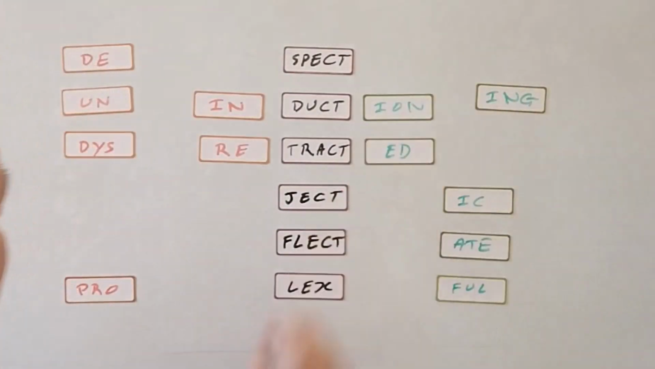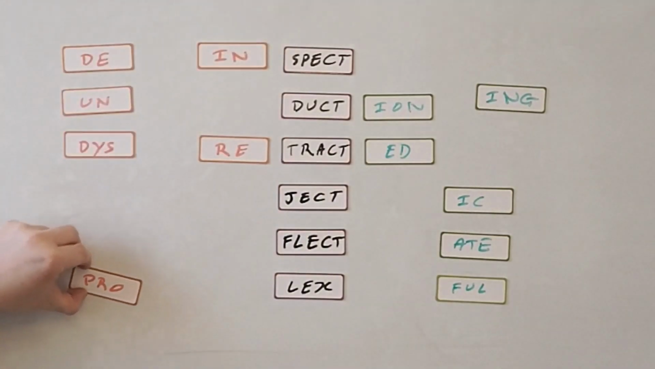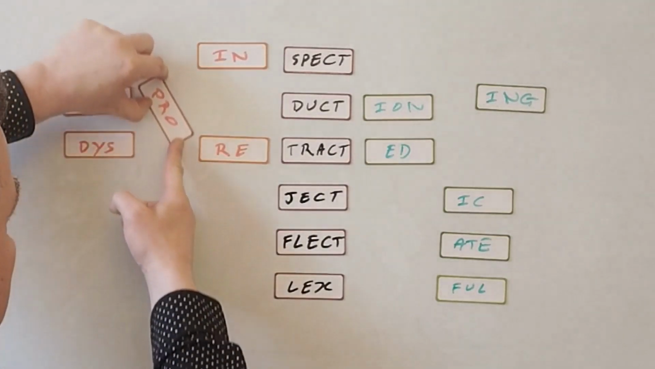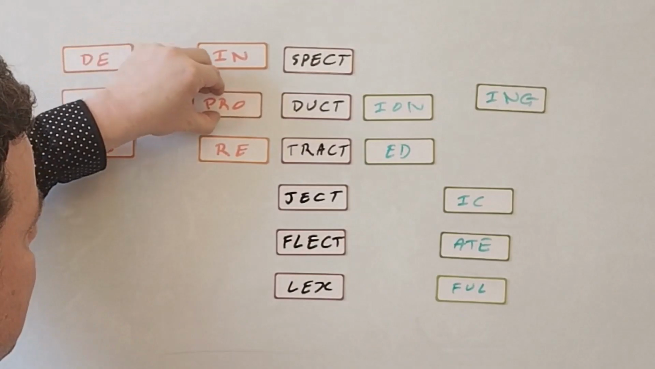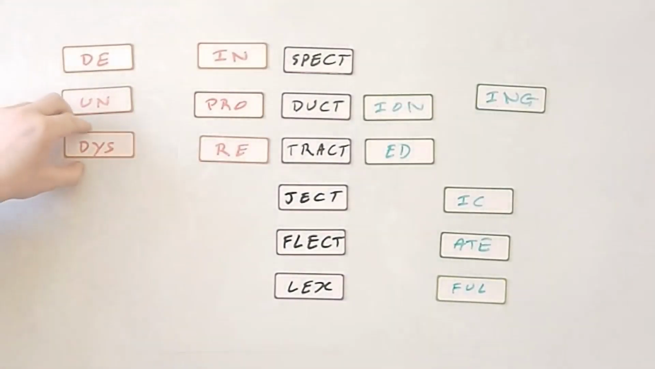If something is retracted, you take it back. If it's protracted, it's elongated, really. Production, again, it's like being taken through a production process.